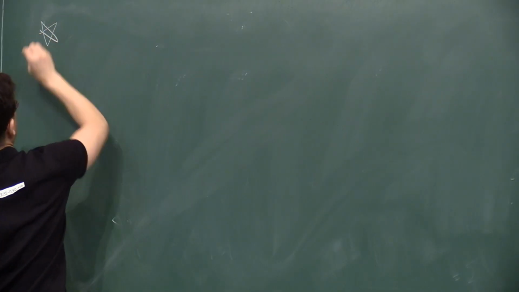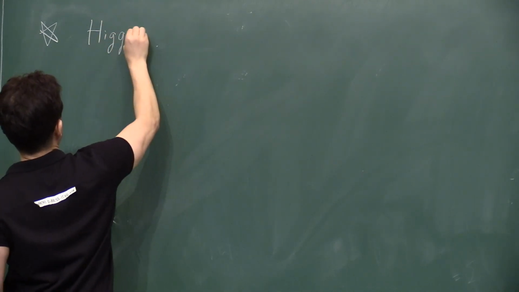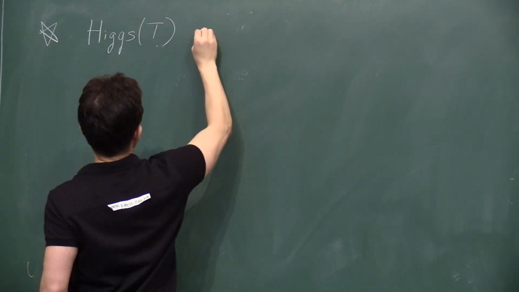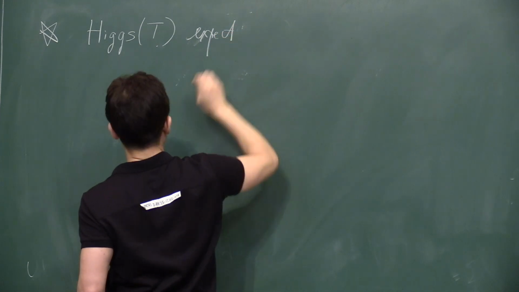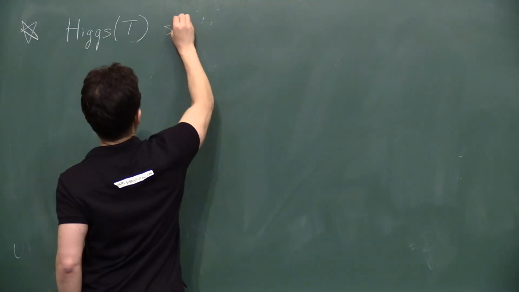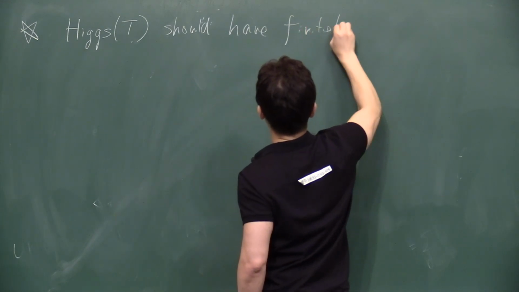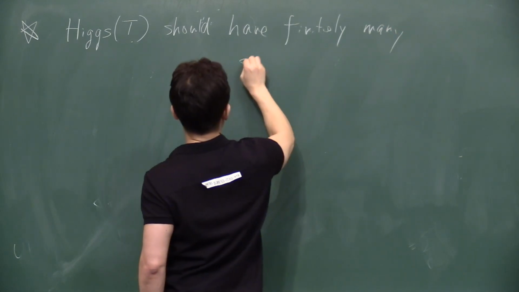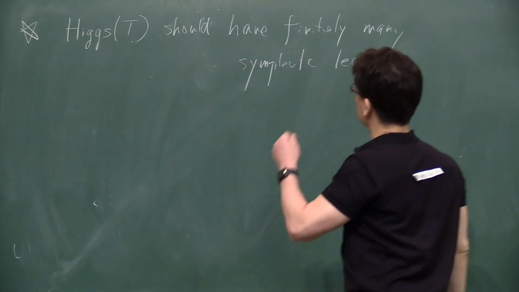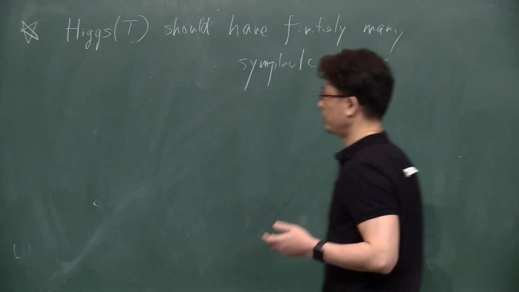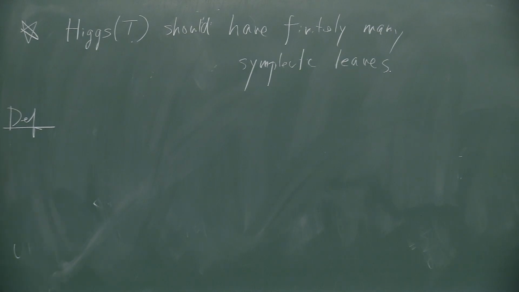And it's the same for the Higgs branch. By physical consideration, the Higgs branch of the four-dimensional theory should have finitely many symplectic leaves. And this is a certain finiteness condition, so it makes sense to consider vertex operator algebras that satisfy such a condition.